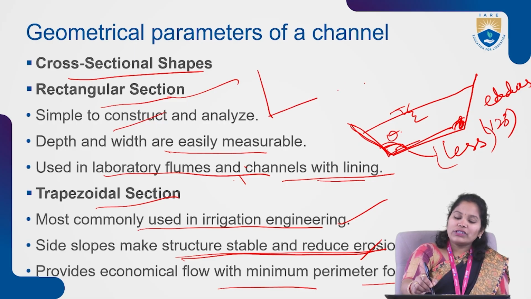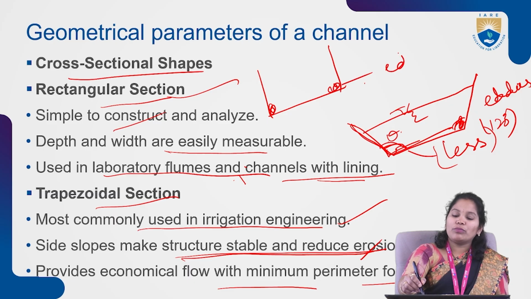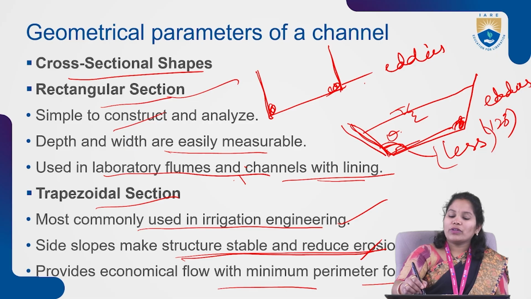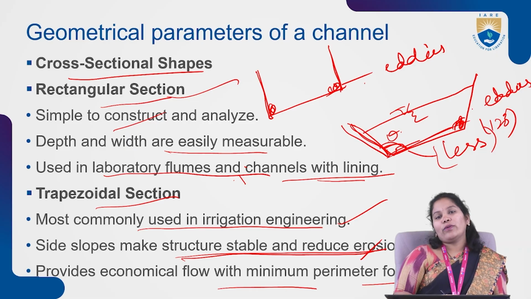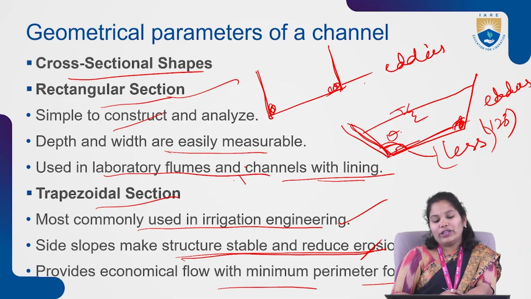It is very economical compared with the rectangular section. If you see this rectangle, the eddy formation at this corner is more, because it is completely at 90 degrees. For the 120 degree trapezoidal channel, it is easier.